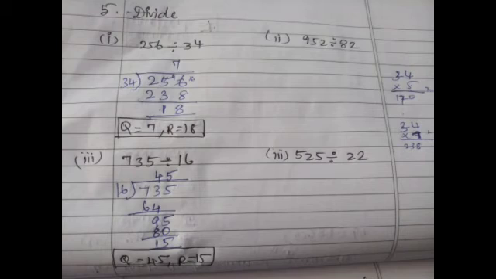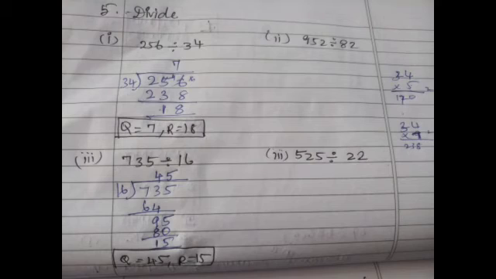34 into 7 times we will get 238, remaining is 18. So quotient is 7 and remainder is 18. Similarly, one more sum for you, 735 divided by 16. So the 16 table, if you know, you can do it, otherwise write it in the rough column.